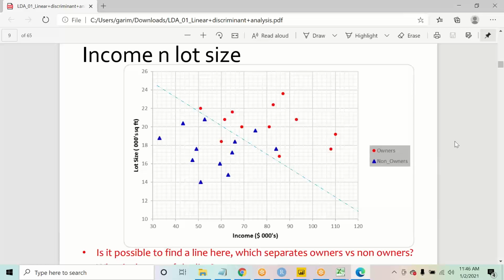Is there any error that I will get if I create this line? Is there any error that I can get? So what is the error rate? What is the misclassification or the error rate that I'm having in this?